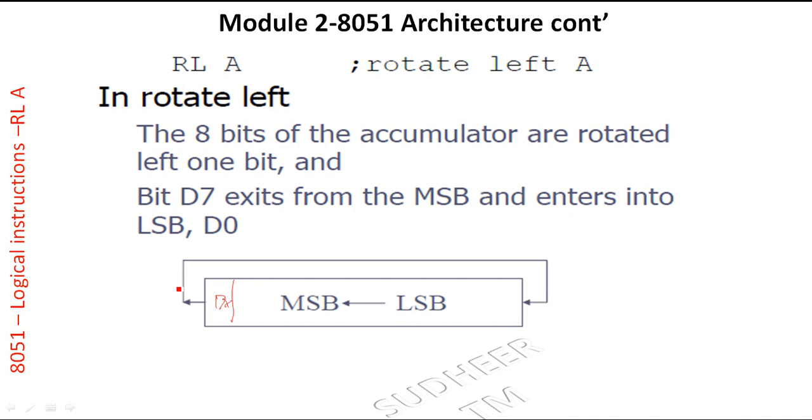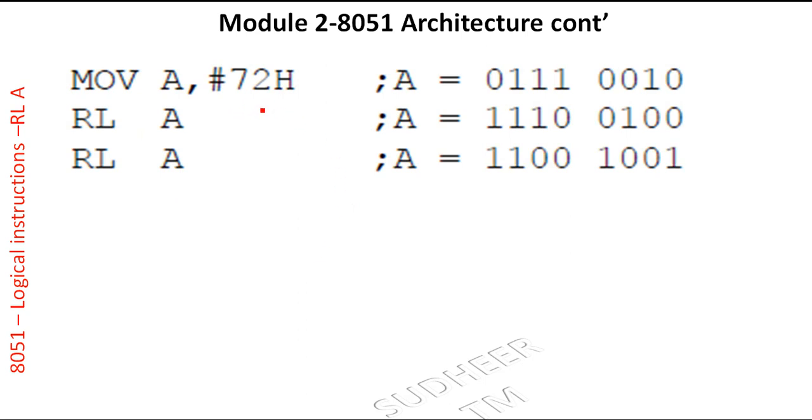D7 will go to D0, D0 will go to D1, D1 will move to D2, etc. D6 will move to D7. That is our rotate left instruction. Example: A is equal to 72, then the content is 0 1 1 1 0 0 1 1 1. So what will happen? The rotate left RL A instruction, what will it do? This D7 will move to here. This 0 will move here, 1 shifts here, 0 shifts here, 0 shifts here, 1 here, 1 here, this one here. That is our rotate left instruction. Again once more, this 1 will shift here. Okay, then 0 here, 1 here.